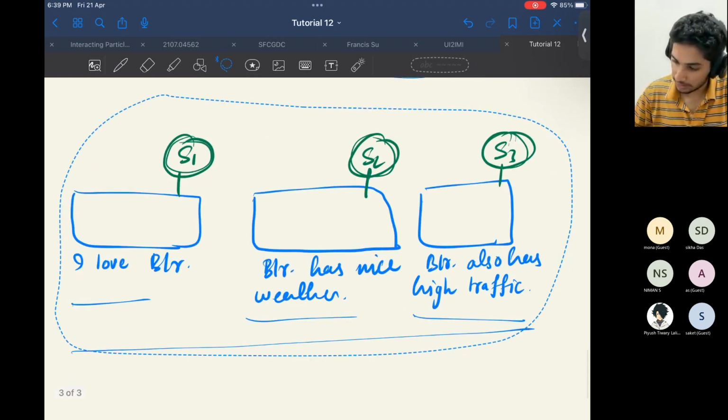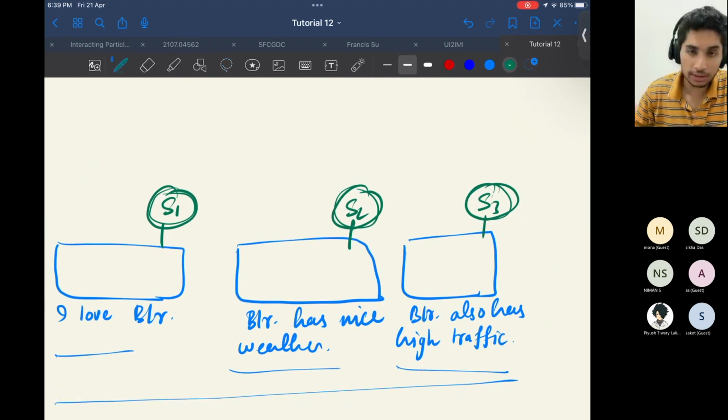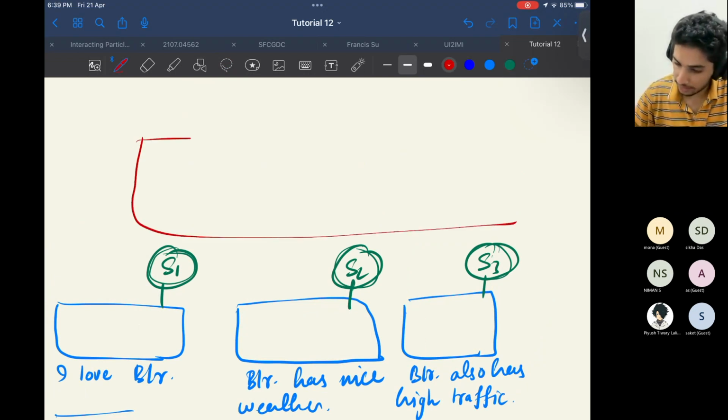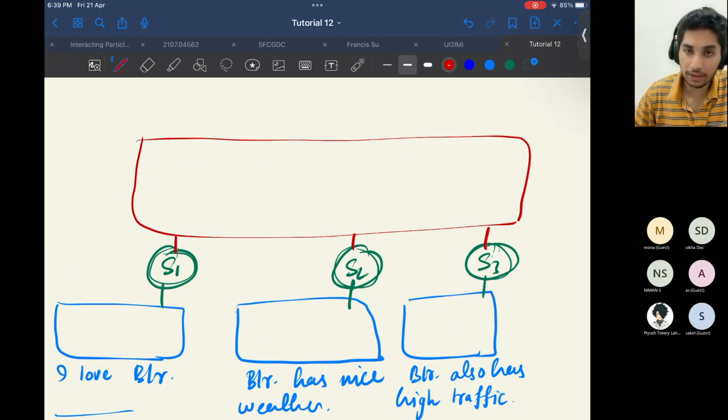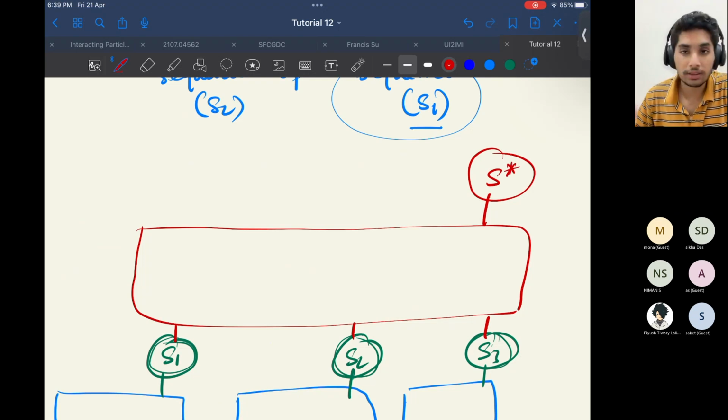So the way to do this is you take another RNN, a bigger RNN, which takes these summaries as input, and it gives you some final summary, which is, let's say, some S star, something like this.